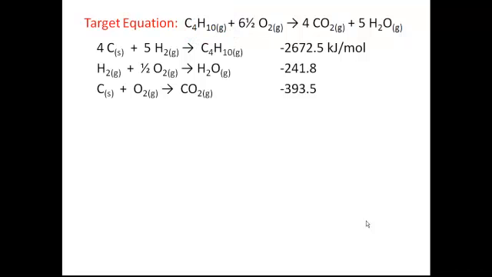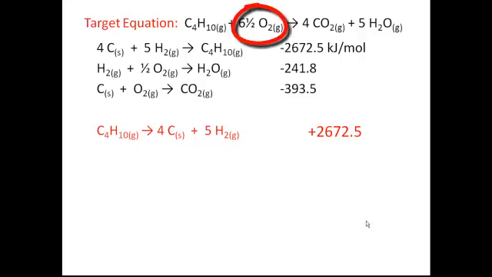Okay, notice that you find the C4H10 in the first equation. However, it is on the product side and we want it on the reactant side. So we're going to take that given equation and we're going to flip it. Now, when you flip an equation or you reverse it, you have to flip or reverse the sign on the enthalpy value. So our negative 2,672.5 kilojoules per mole now becomes a positive 2,672.5 kilojoules per mole.